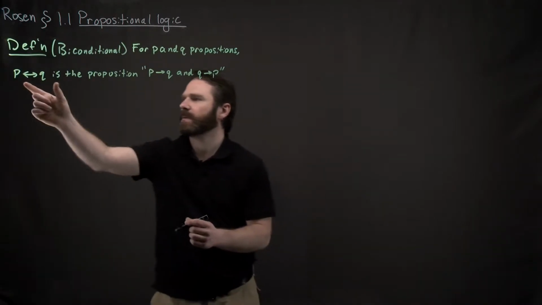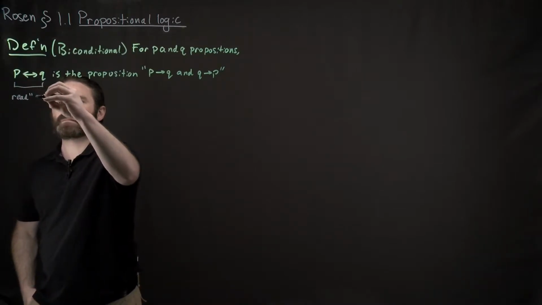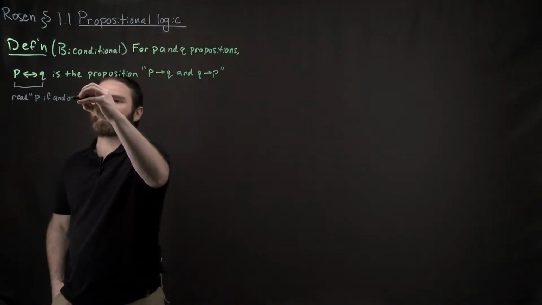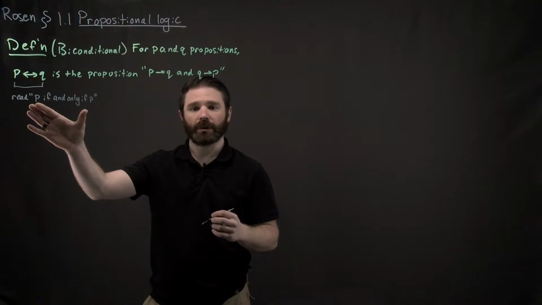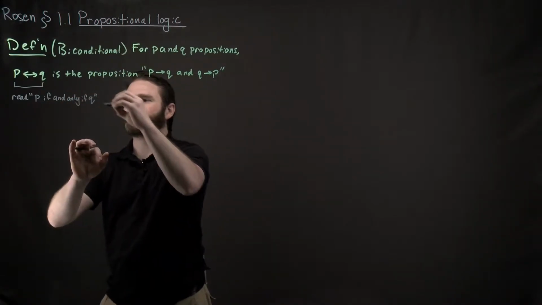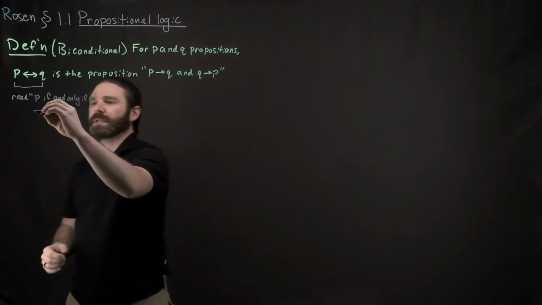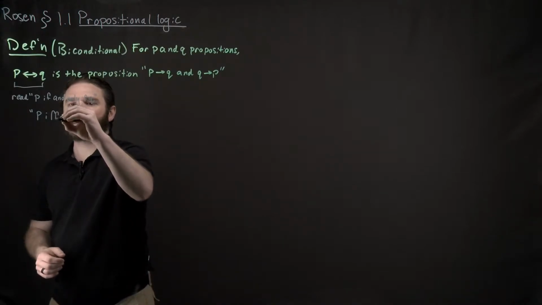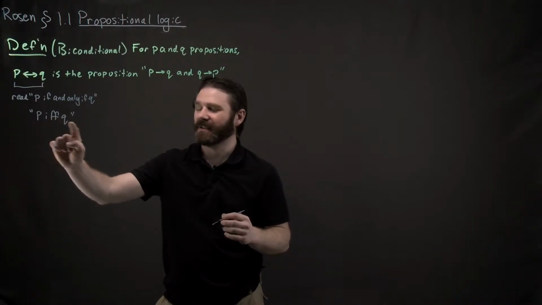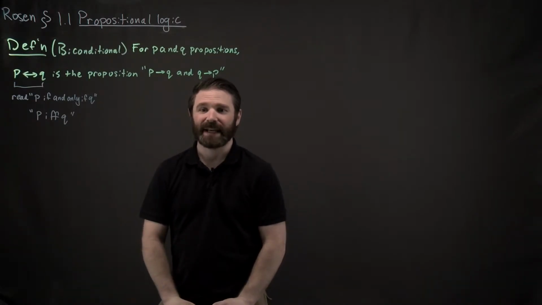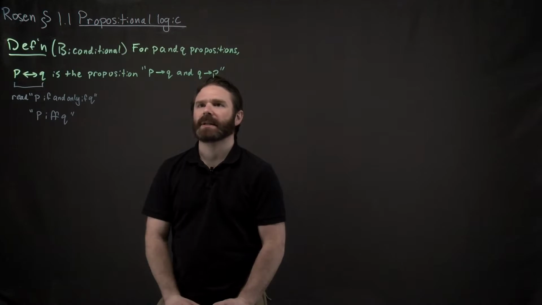So how do you read this bunch of symbols right here? A couple different ways. You can say P if and only if Q. Or, as some people do in shorthand, you could say P iff Q, which is an if with an extra F in it, and is shorthand for P if and only if Q.